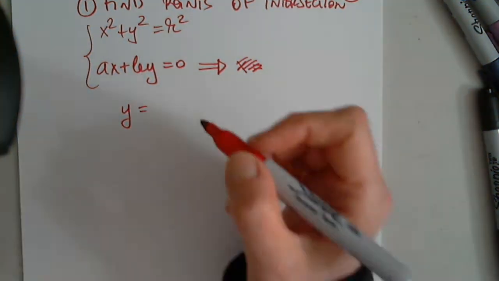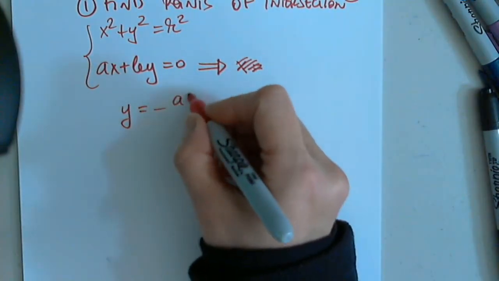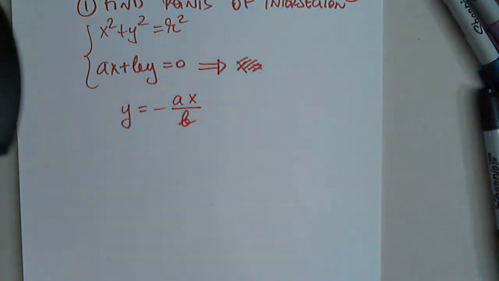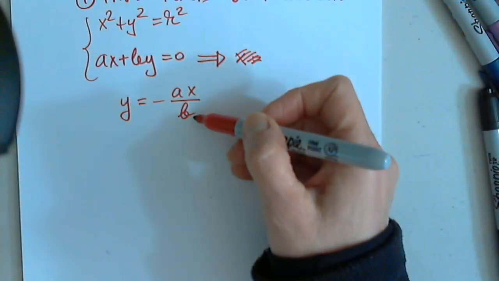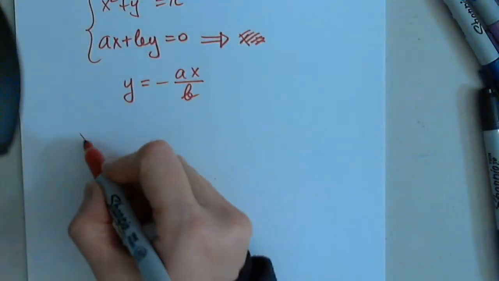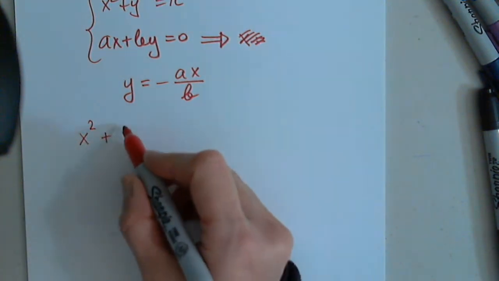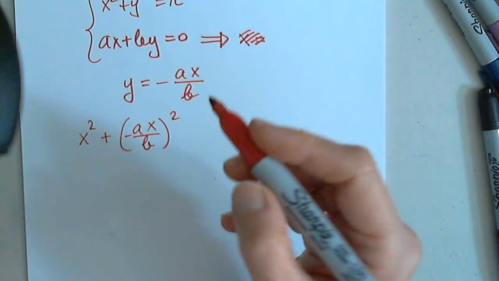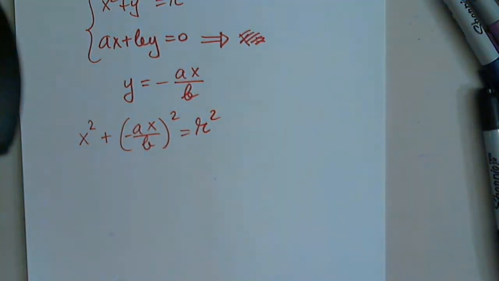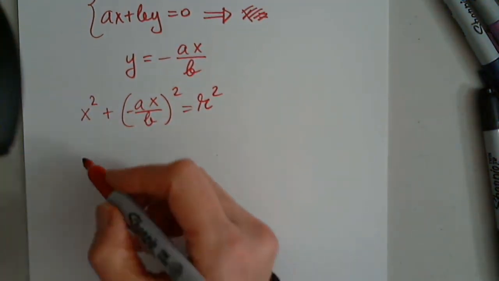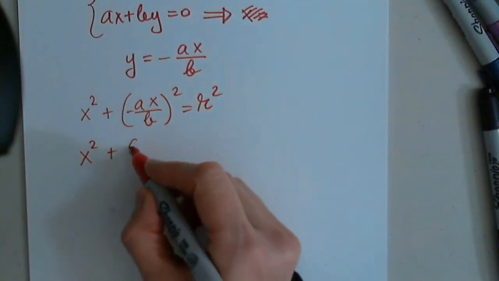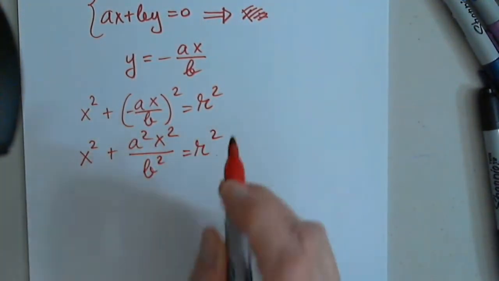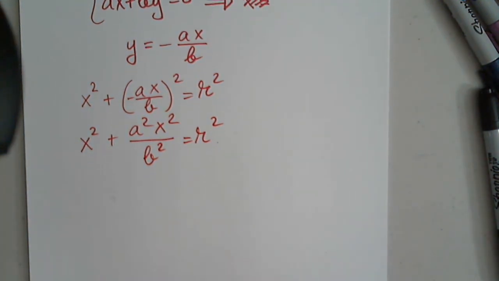Okay. Subtract a times x, and then over b. That's it. Very good. So I'm going to replace y in the first equation. So this is x squared plus ax over b, with minus or not, it doesn't matter. When I square, it's not going to make any difference. Good. So then I have x squared and then plus a squared x squared over b squared equals r squared. Can anyone help with the next step, please?